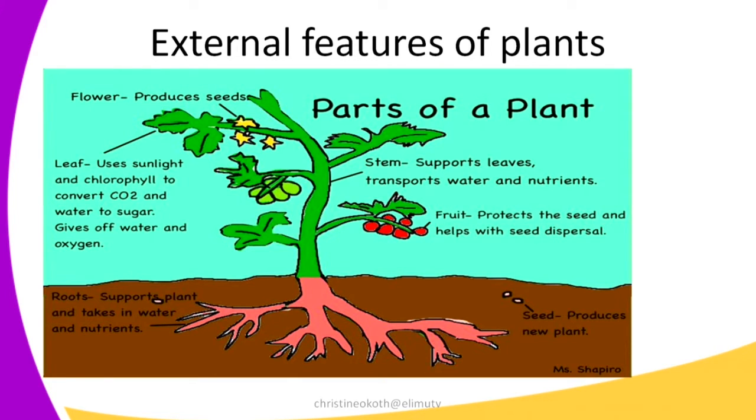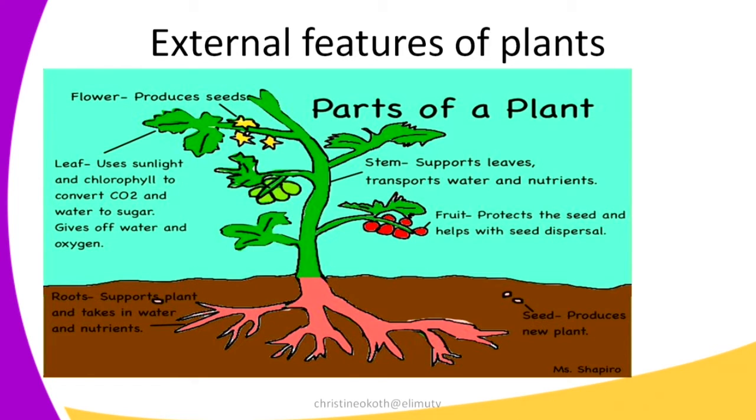Moving to the leaves, they are very important because they use the sunlight and the chlorophyll to convert carbon dioxide and water to sugar. Gives off water and oxygen. This is in the process of photosynthesis. So the leaves are very essential. Then going to the root system, we have the root. Its work is to support the plant and take in water and the nutrients.